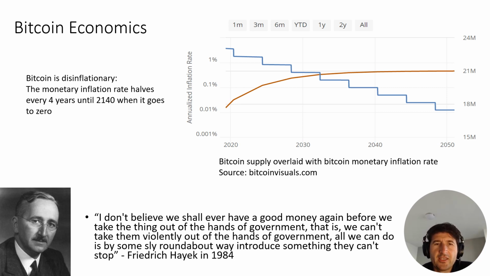Friedrich Hayek said, "I don't believe we shall ever have good money again before we take the thing out of the hands of the government. That is, we can't take them violently out of the hands of the government. All we can do is by some sly roundabout way introduce something they can't stop."